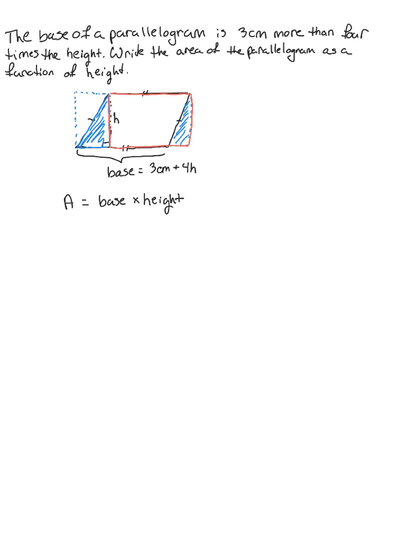Now plugging in the information we have, well, the base is 3 centimeters plus 4h. I'm going to get rid of the number here just to make the formula look a little better, but it doesn't make a big difference. So 3 plus 4h times the height. So I'll write h there. And then we can multiply through: 3h plus 4h squared. And that is the formula for the area of the parallelogram here, 3h plus 4h squared.